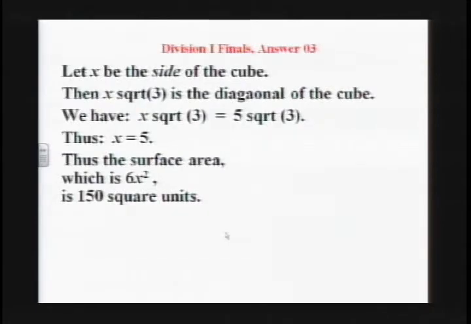Okay, and the solution to the problem is, if x is the side of the cube, then x times the square root of 3 is the diagonal of the cube. That means that we have x times the square root of 3 is 5 times the square root of 3. Solving for x, we find that x is equal to 5. The surface area of a cube is 6 times x squared, which turns out to be 150 square units.